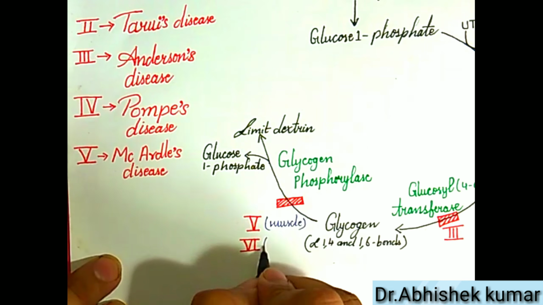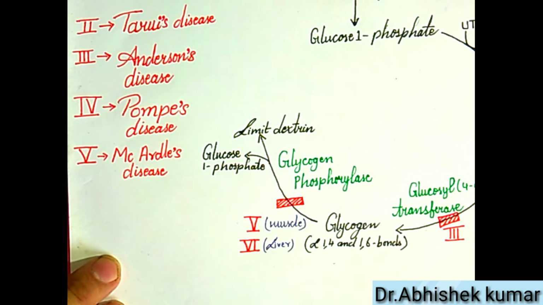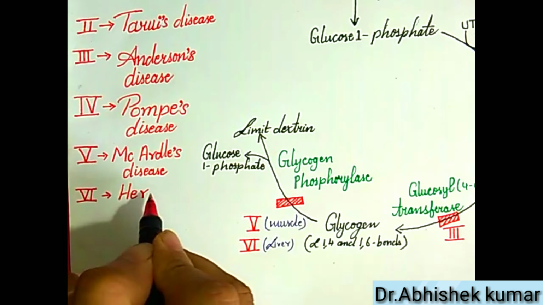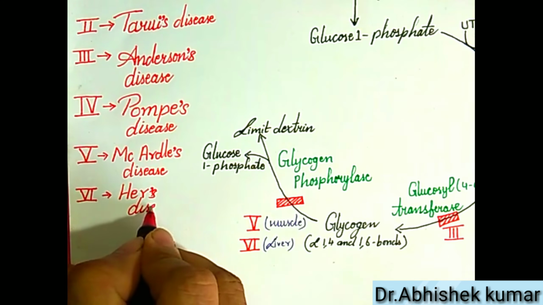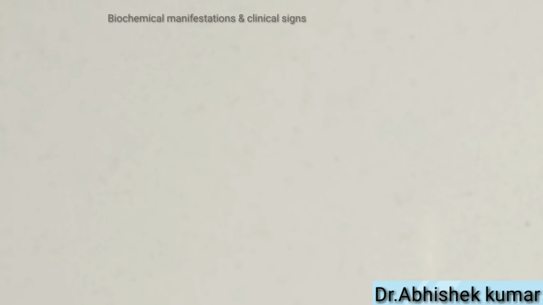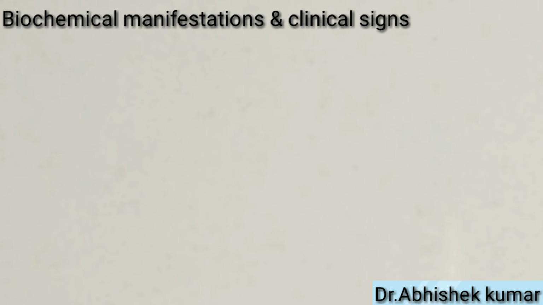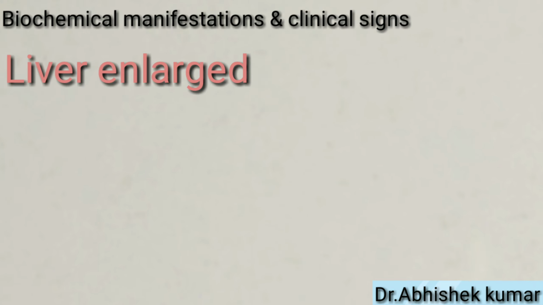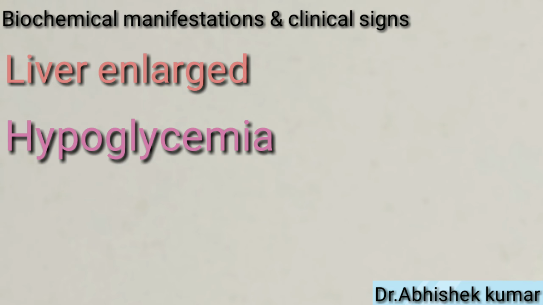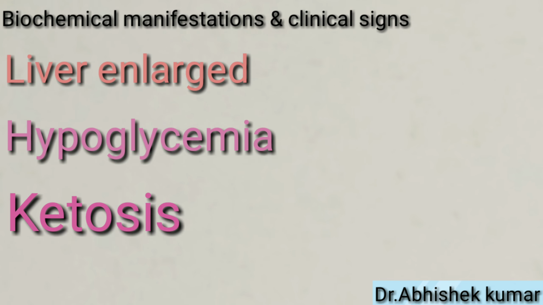The sixth disease, mainly in the liver, is called Hers disease. This is also due to glycogen phosphorylase. Clinical signs are liver damage, hypoglycemia, and ketosis.